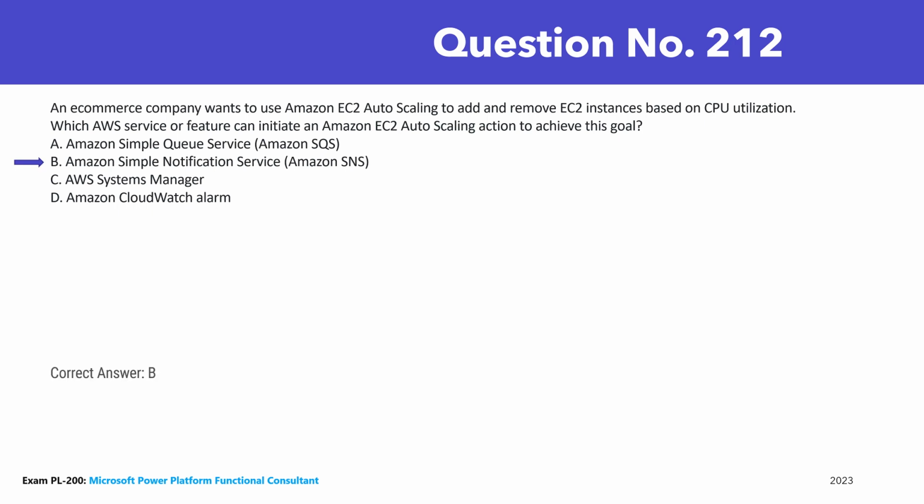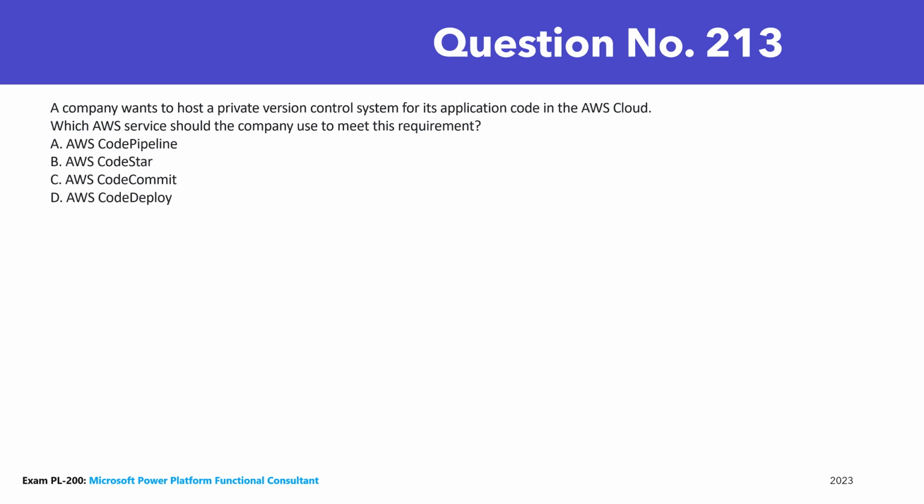A company wants to host a private version control system for its application code in the AWS Cloud. Which AWS service should the company use to meet this requirement? A. AWS CodePipeline. B. AWS CodeStar. C. AWS CodeCommit. D. AWS CodeDeploy. Correct answer, C.